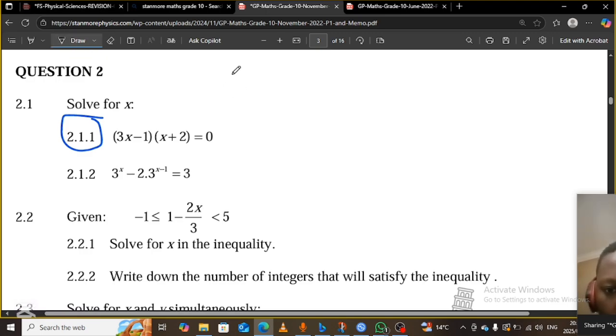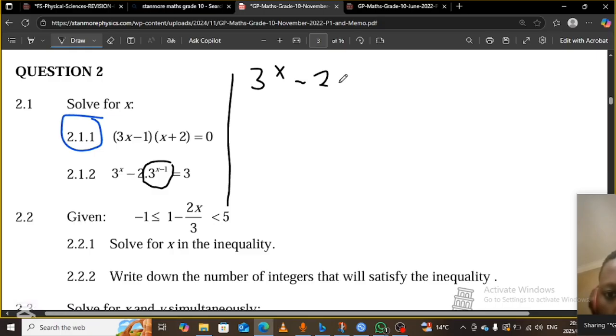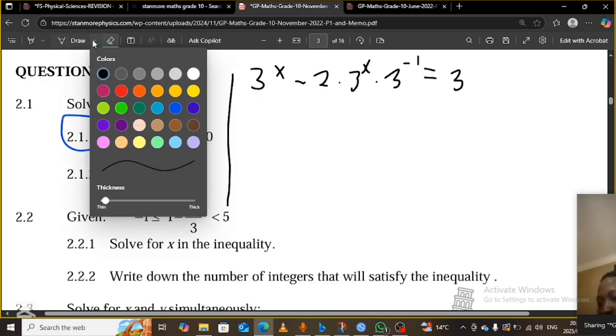For this one, we're going to expand this part here. We have to expand this part. So we're going to have 3 to the power of x minus 2, and then times 3 to the power of x times 3 to the power of negative 1 equals 3. Negative 1. Yes, it's minus 1, not plus 1.